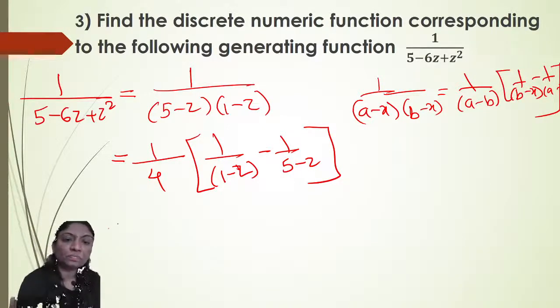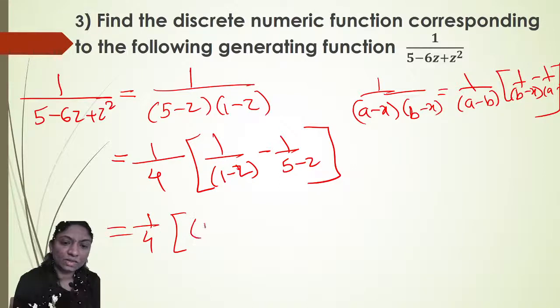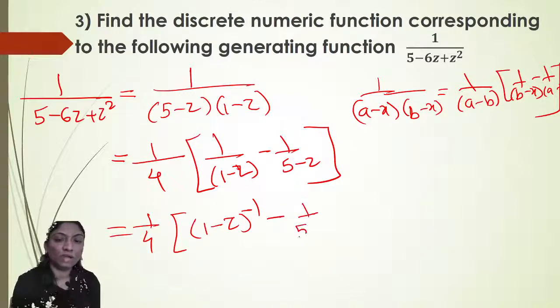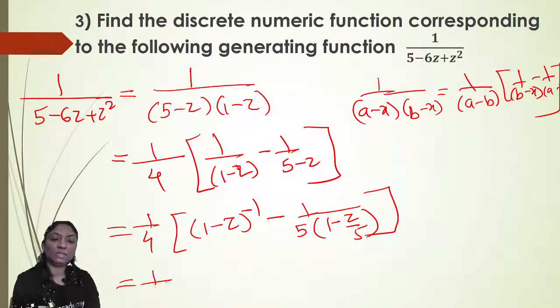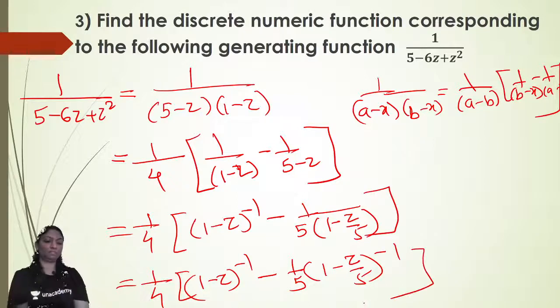Okay. So 1 upon 4 as it is. Now 1 upon 1 minus z. Can I write this as 1 upon 1 minus z as (1 minus z) raised to minus 1, and minus 1 upon 5 into (1 minus z by 5)? Right? So ultimately here is 1 by 4 into (1 minus z) raised to minus 1, minus 1 by 5 into (1 minus z by 5) raised to minus 1.